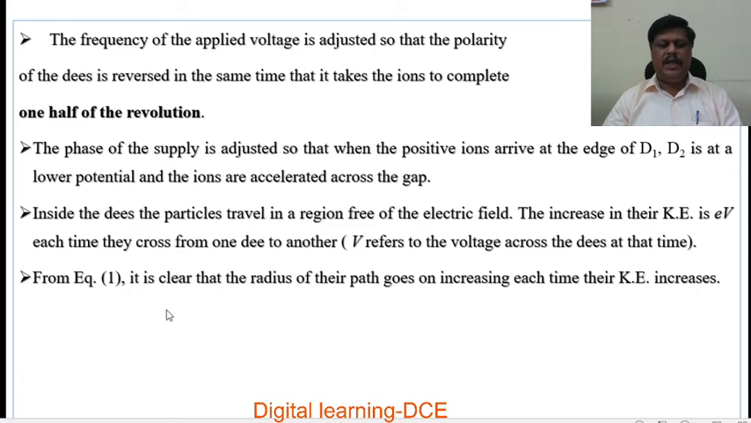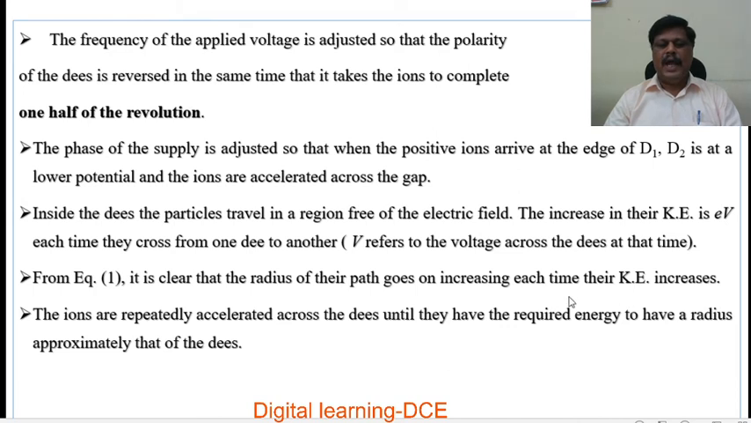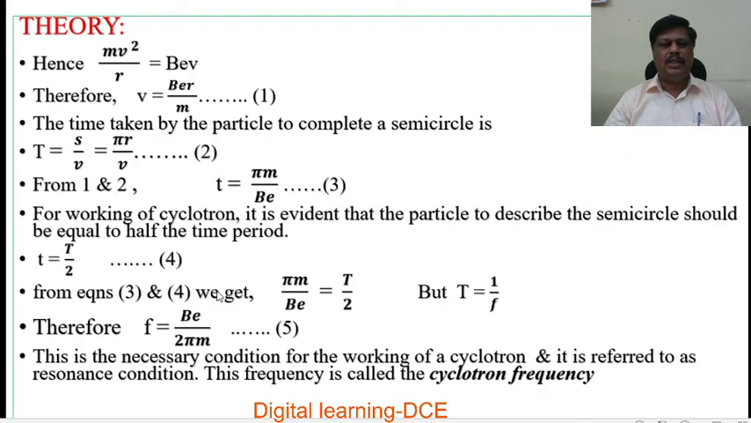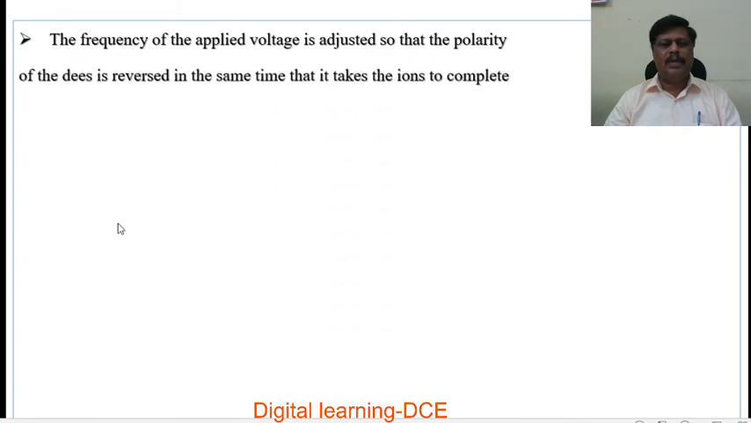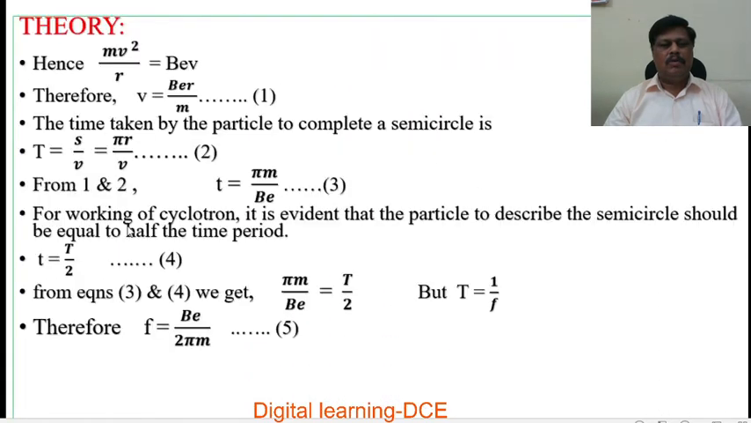From equation 1, it is clear that the radius of their path goes on increasing each time their kinetic energy increases. So as kinetic energy increases, the radius of the circular path also goes on increasing according to equation 1, that is v is equal to BR by m. As v increases, the radius of the circular path should also increase. So v is proportional to R, that is, the radius.